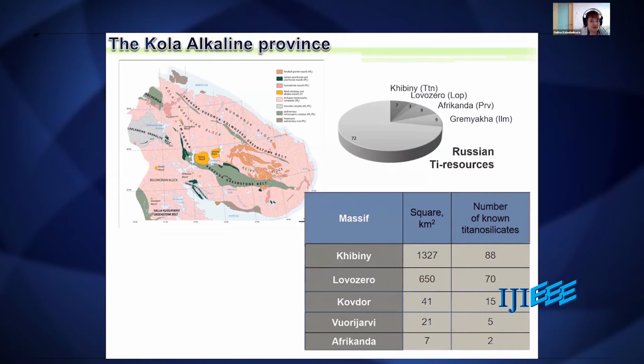As you can see on this slide, in the different alkaline massifs of our region, we have a number of known titanoyl-silicates. Titanoyl-silicates are an interesting class of materials after the zeolites, which are very famous molecular sieves and sorbents, and these titanoyl-silicates have a crystal structure very similar to zeolite minerals.